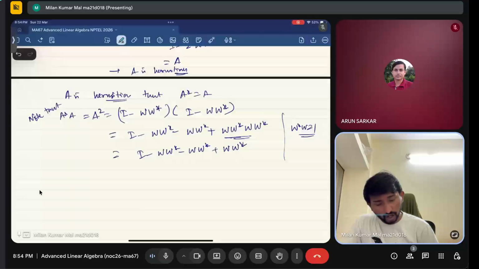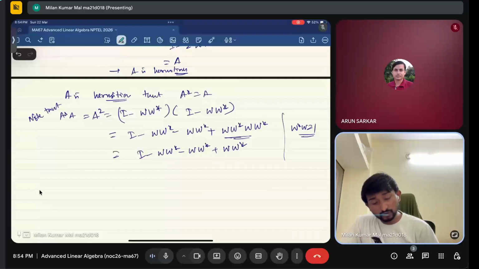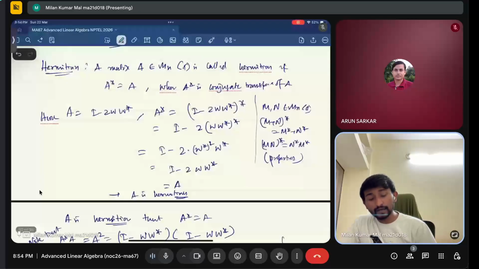Oh, there is a 2. Sorry, I was missing that 2. Yeah, there is a 2. That 2 will be helpful here. So this will be 4 and this will be minus 2, minus 2. So this will be identity. That is what I just obtained. A is self-adjoint, so A star A is equal to identity. A star A is equal to A square, which is equal to identity. That means A is a unitary matrix.